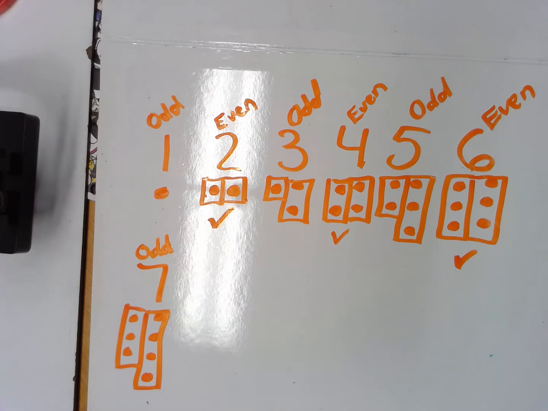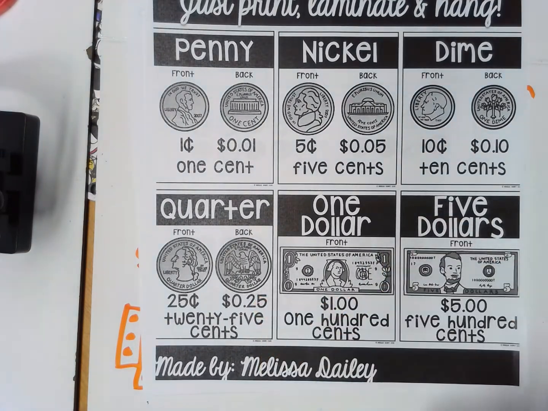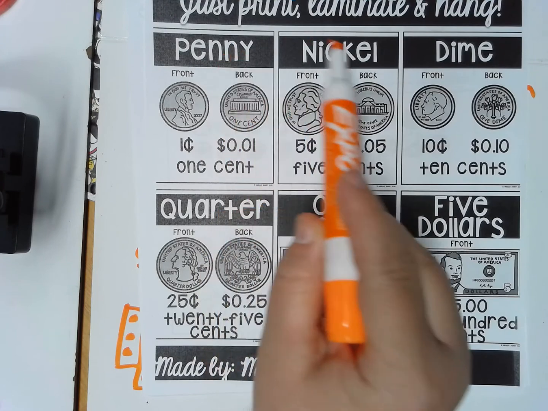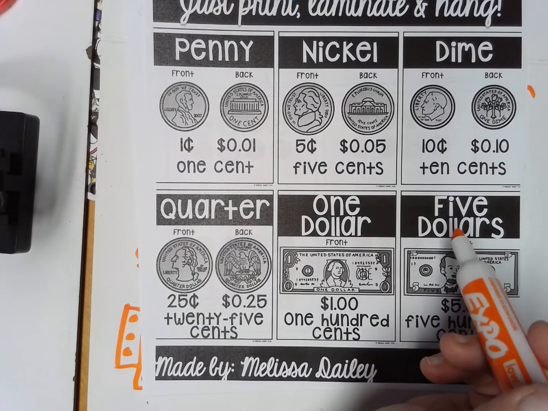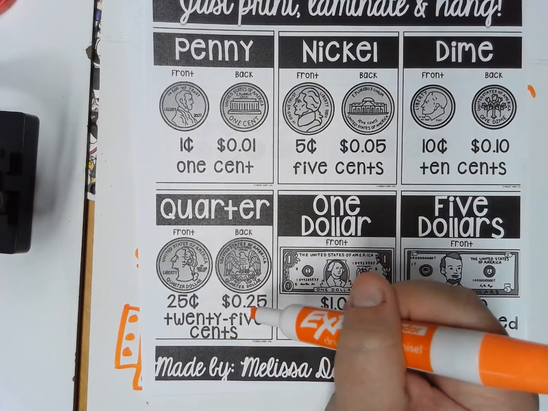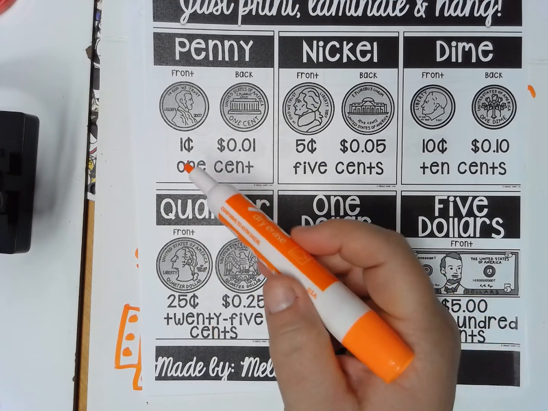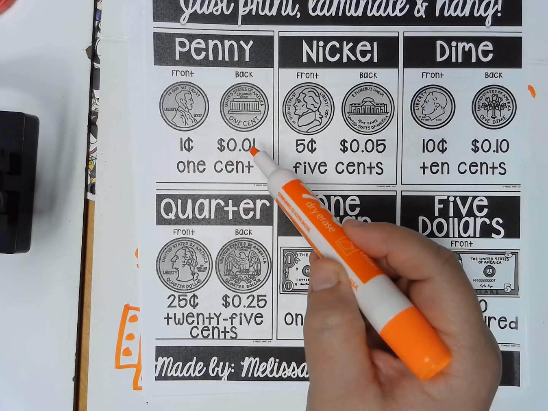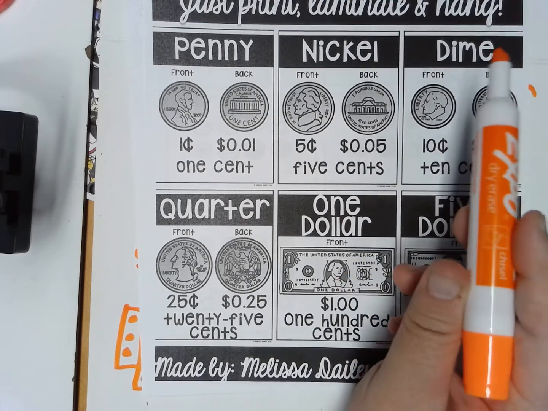Next, we have some money work. It's important to know American money. Here we have a chart for you: a penny, nickel, dime, quarter, $1, and $5. A quarter is 25 cents or 0.25. So a quarter, 25 cents. A penny is 1 cent. There are 2 ways you can write it. Usually you will see it written like this. 5 cents is a nickel, a dime is 10 cents.